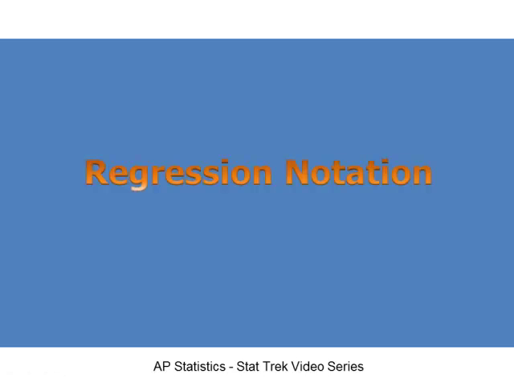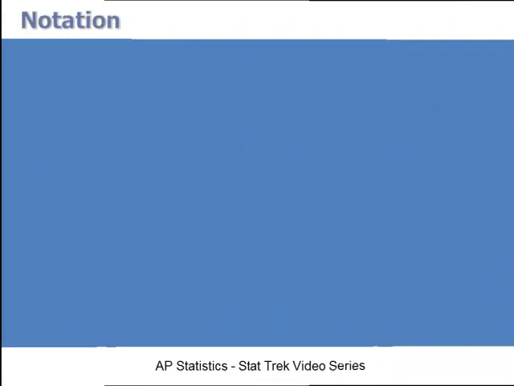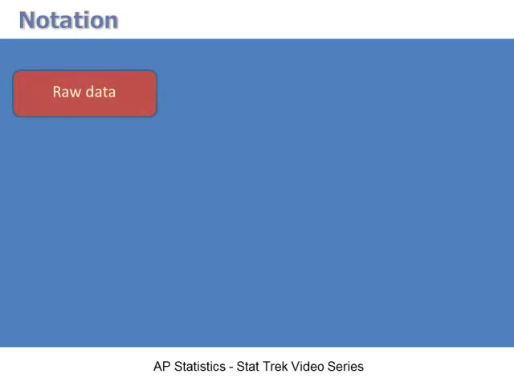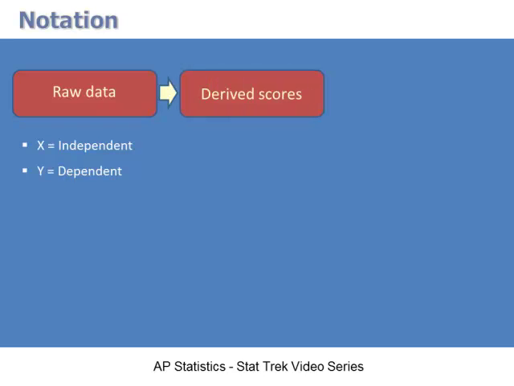Let's begin by describing regression notation. With simple linear regression, the raw data consists of two variables, an independent variable and a dependent variable. Capital X is the independent variable. Capital Y is the dependent variable. All of the other variables used in regression analysis are derived from X and Y. X bar is the mean of X, and Y bar is the mean of Y. Lowercase x is the deviation score for X, which is equal to X minus X bar. Similarly, lowercase y is the deviation score for Y.